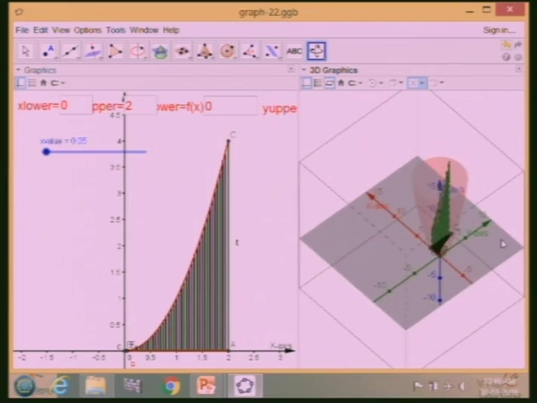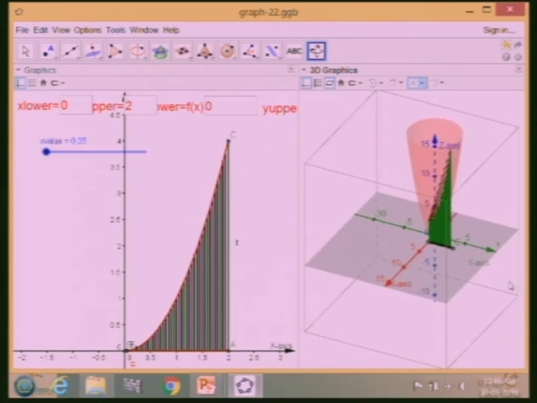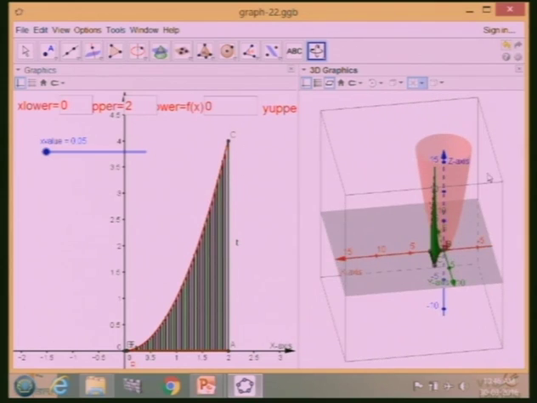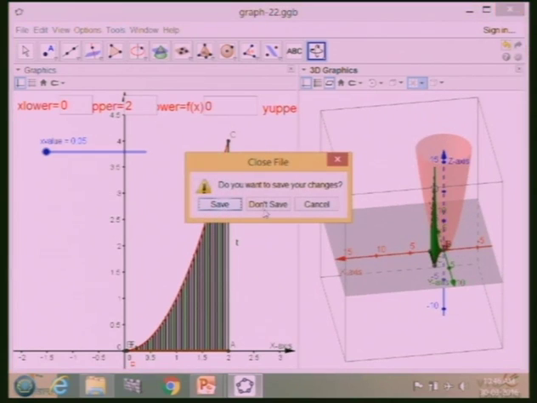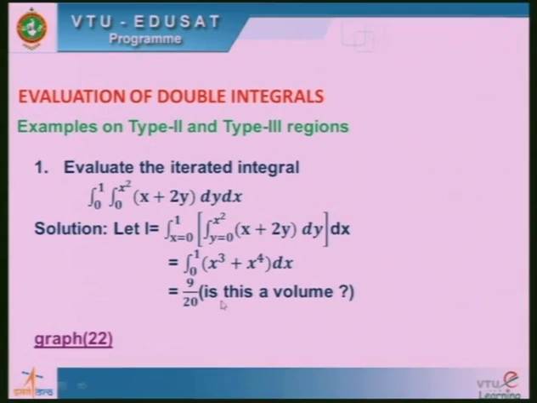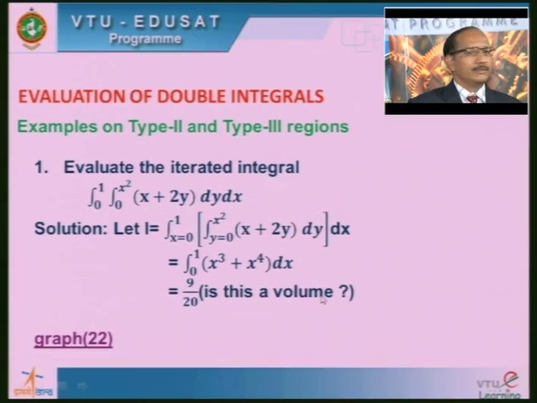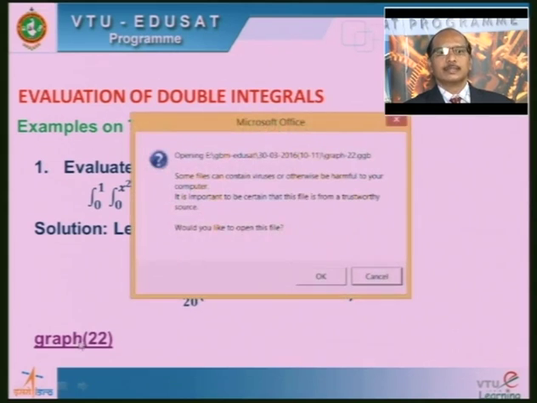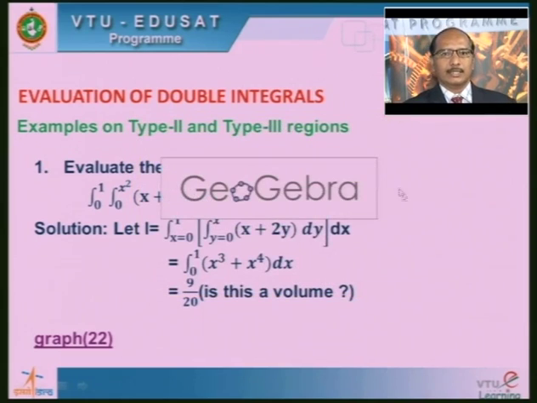You can even move and see the volume generated under the surface x square plus y square. In every example you can see how that volume is obtained, only whenever the function is positive. Then the value you obtained after the integral is 9 by 20. In this problem x plus 2y was taken, I took this one different function.